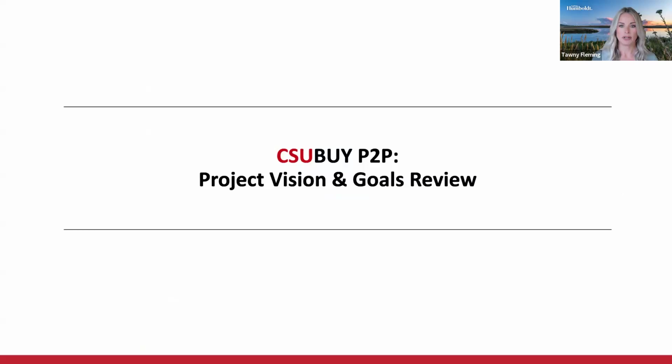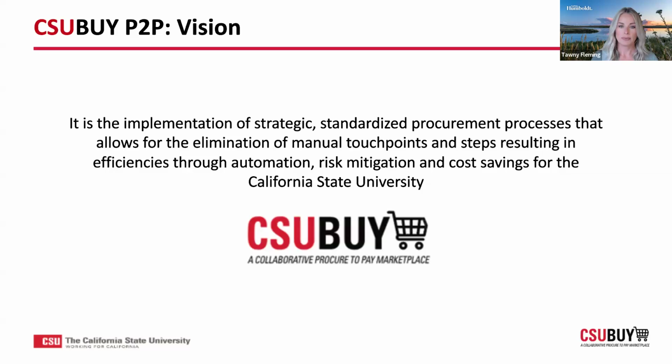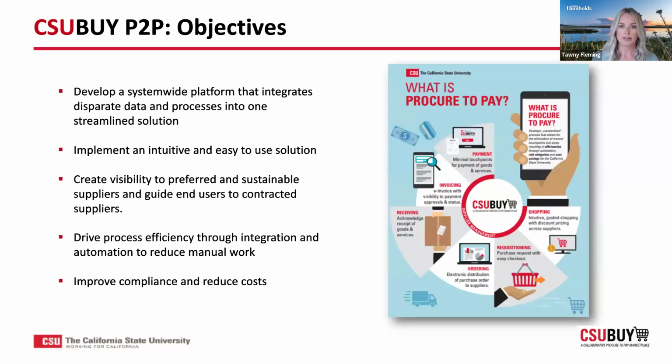Okay, before we dive into functionality, let's take a moment to review the vision and goals of CSUBUY P2P. Understanding the why helps us better understand the design and decisions that have shaped this project. The vision for P2P is to standardize procurement processes across the CSU, reduce manual steps, and drive efficiencies through automation. Ultimately, this means saving time, reducing risk, and lowering cost. The objectives of P2P are centered around creating a streamlined, integrated platform that simplifies and enhances how we manage procurement and payments across the CSU system.